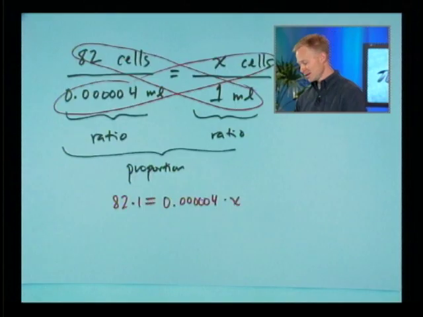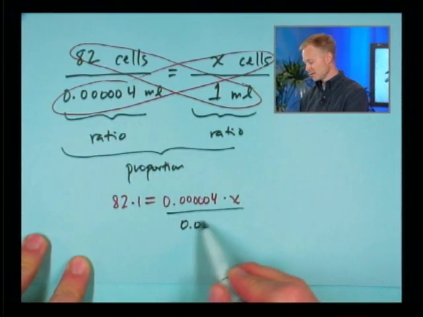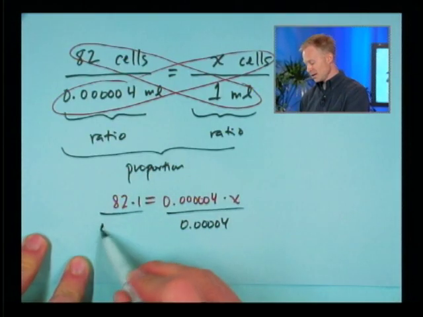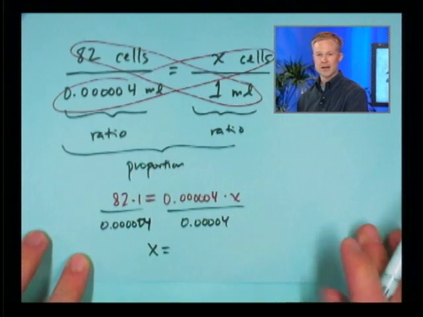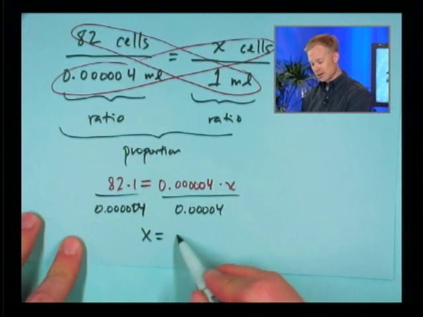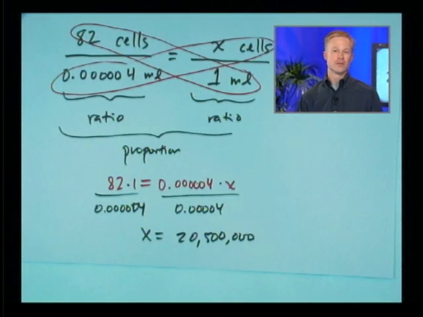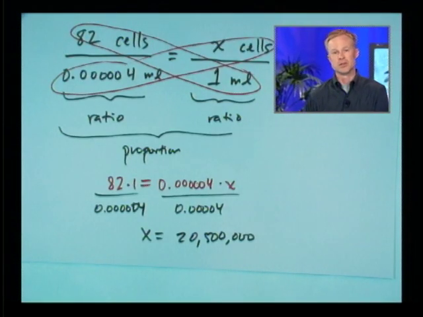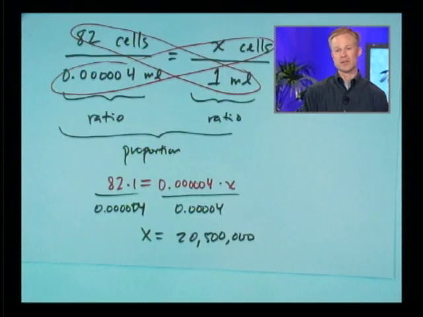All you got to do next is a little computation. I'm just going to divide both sides by that decimal number. And if you go on a calculator and figure this out, it comes out to be, I did it ahead of time so you don't have to watch me push the buttons, 20,500,000. So we would say that the yeast concentration in this mixture would be 20.5 million cells per milliliter. So he mentioned this goes all the way up to 120 million, so 6 times more than this.